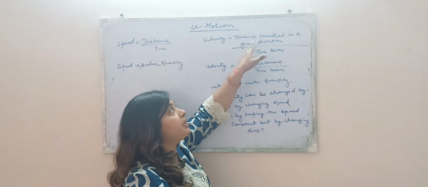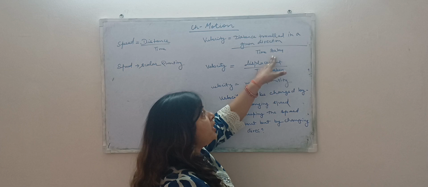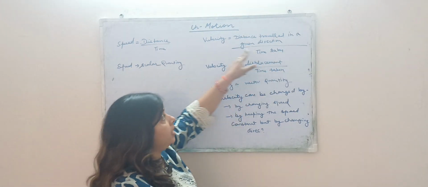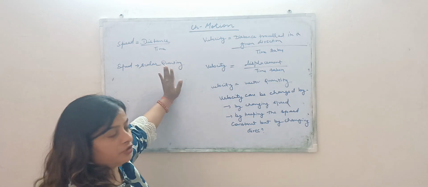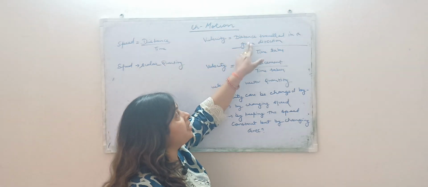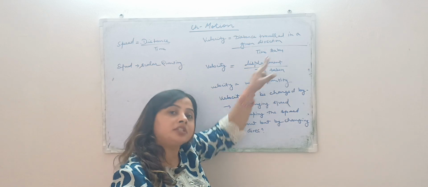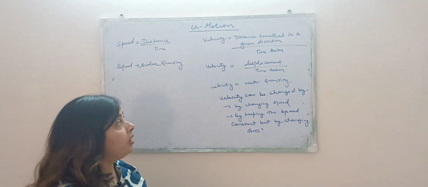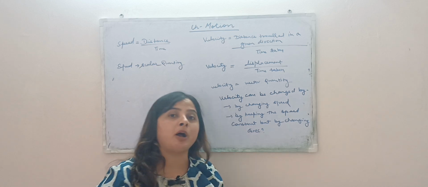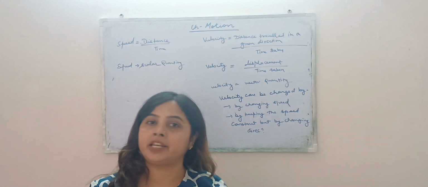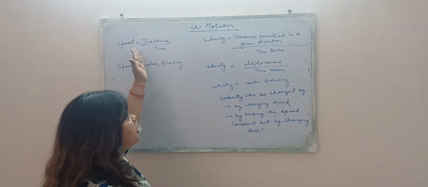Velocity is also distance traveled in a given direction per unit time. The difference is that in speed, we were not taking any direction. But in velocity, we are taking distance traveled in a given direction per unit time. We are talking about the distance traveled in a direction, which means here we are talking about magnitude plus direction. Clear?